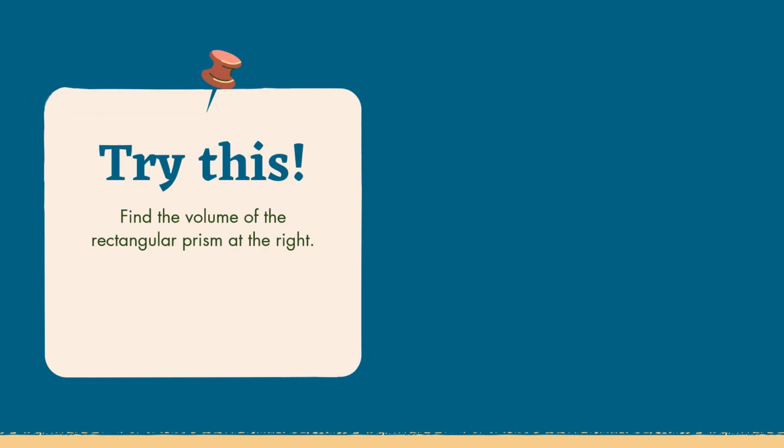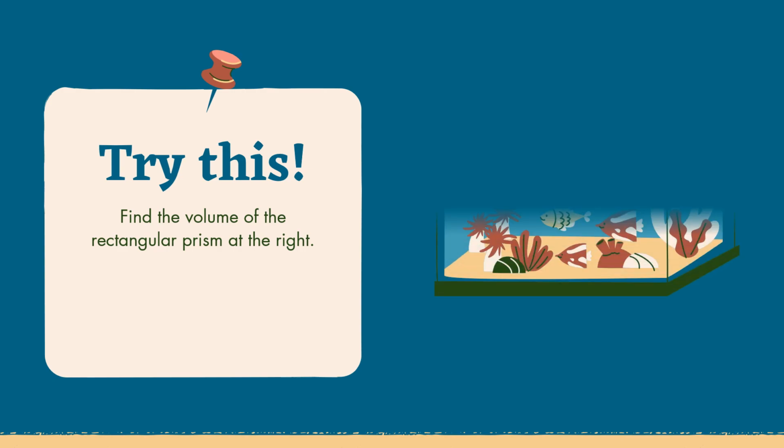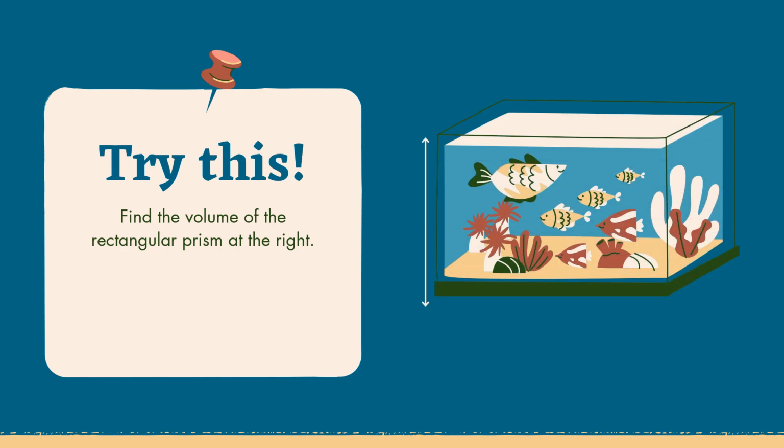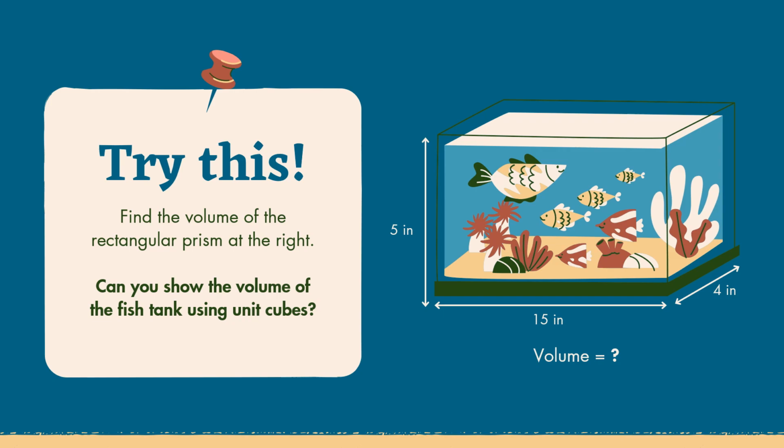Alright, let's try another example. Find the volume of the rectangular prism at the right, with a height of 5 inches, a length of 15 inches, and a width of 4 inches. So, can you show the volume of the fish tank using unit cubes?